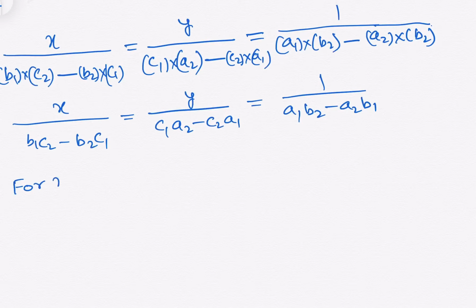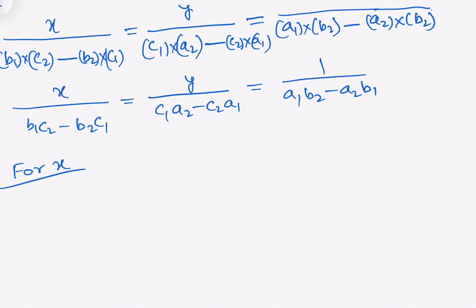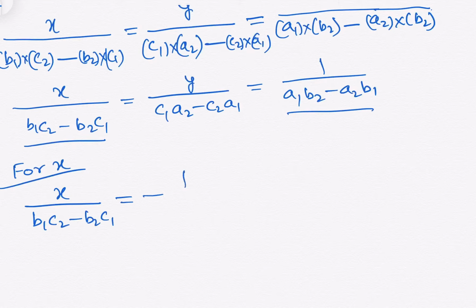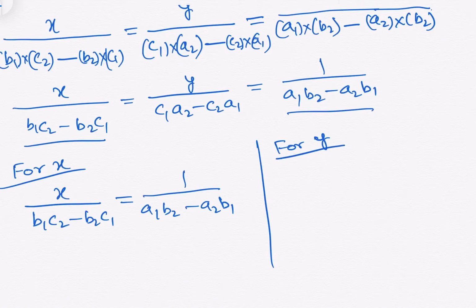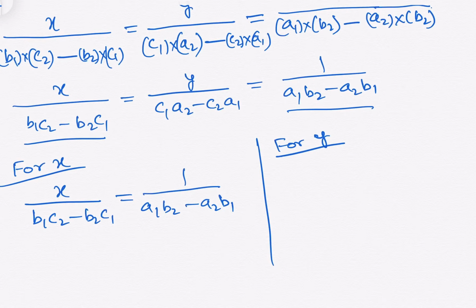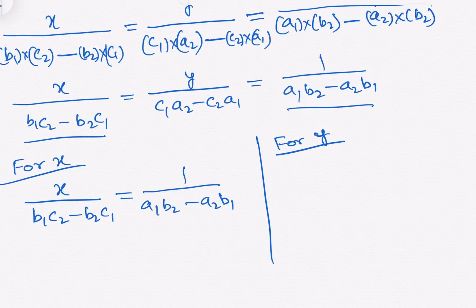For calculating the x variable you write here the x variable portion and the constant part. So x divided by b1 c2 minus b2 c1 is equal to the constant part, which is a1 b2 minus a2 b1. Similarly, for calculating y you write the y portion, equal to the constant portion. When you calculate x, x is equal to the constant part; similarly the y variable part is equal to the constant part. Then after that you calculate x and y.